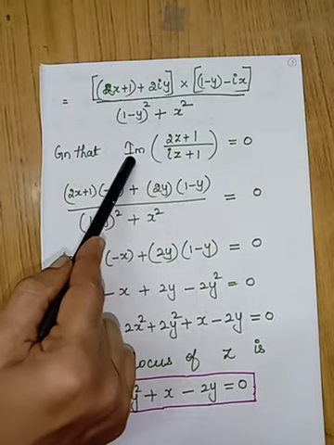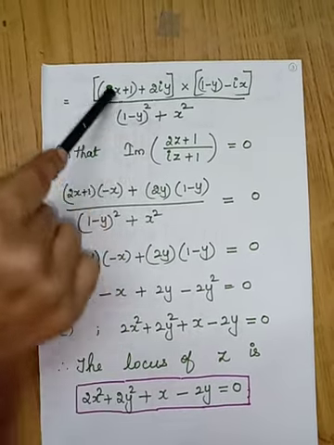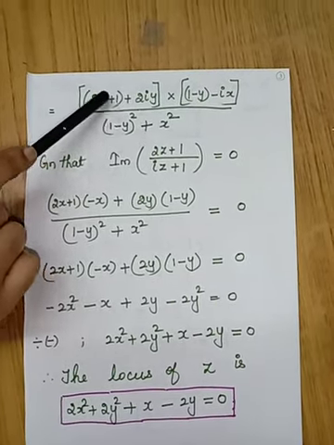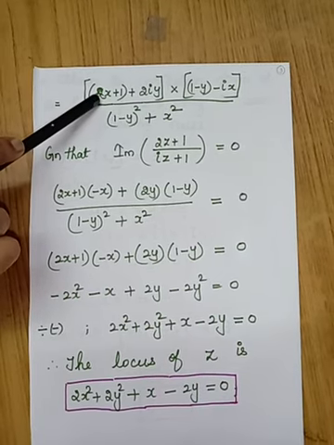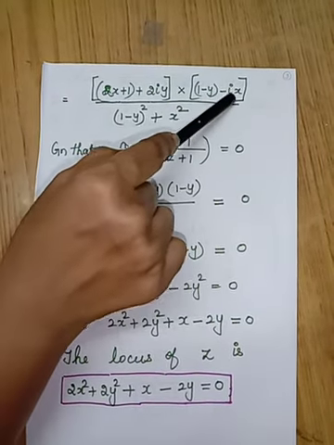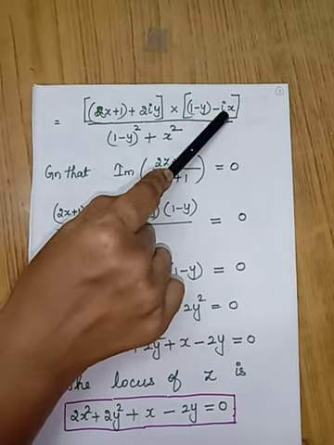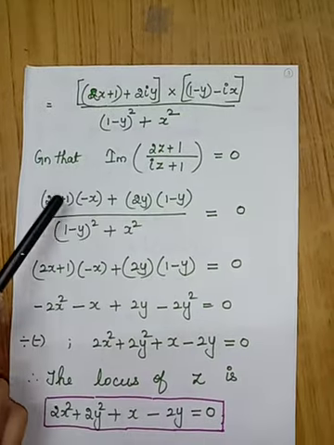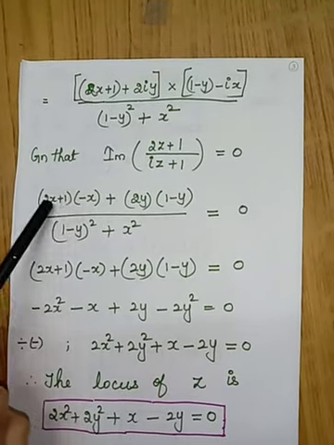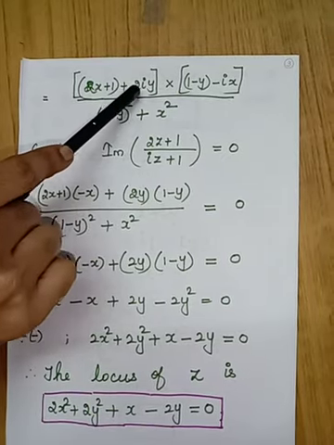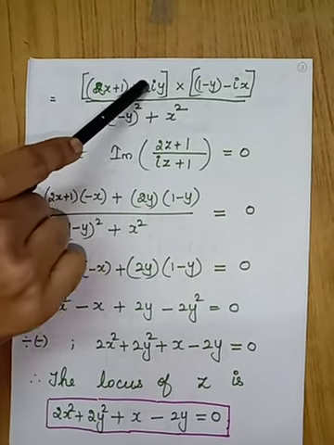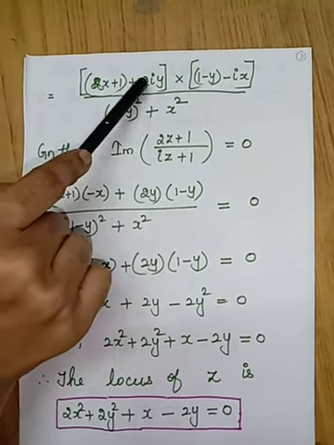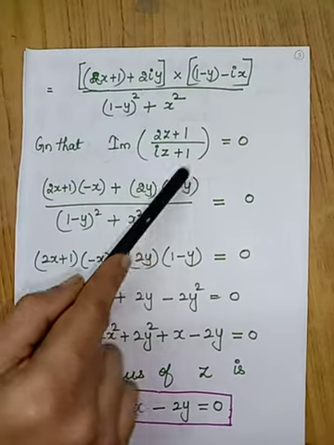Listen now, here we want only the imaginary part of this complex number. For that, what you have to do? You have to take the real part of the first number. It has to be multiplied with the imaginary part of the second complex number. So 2x plus 1 has to be multiplied with minus x. So I have written the first term of the imaginary part. Next, you have to take the imaginary part of the first number. It has to be multiplied with the real part of the second number. So here 2y has to be multiplied with 1 minus y.